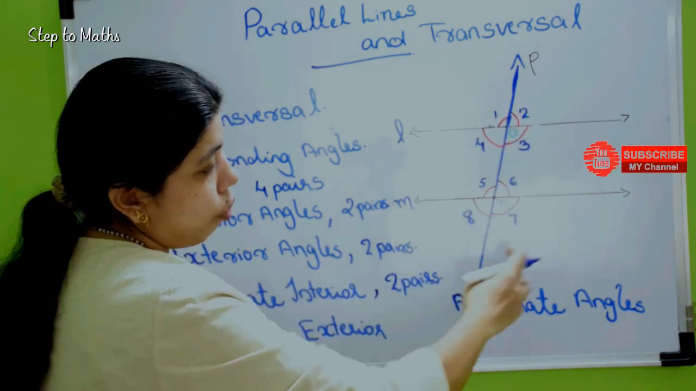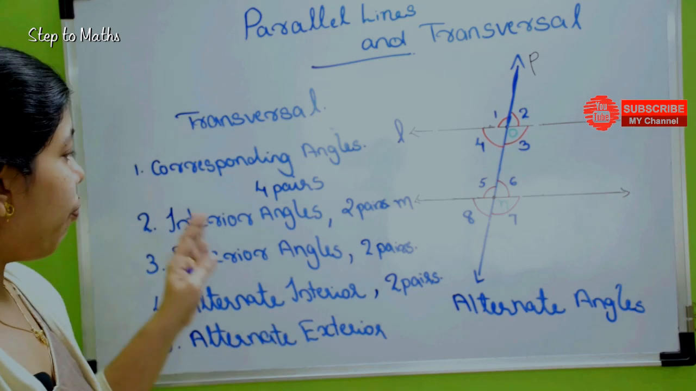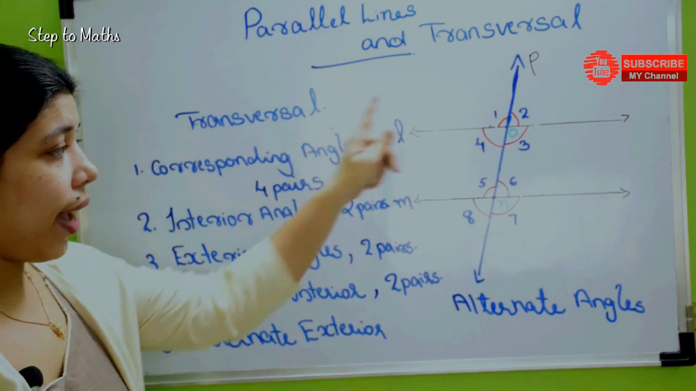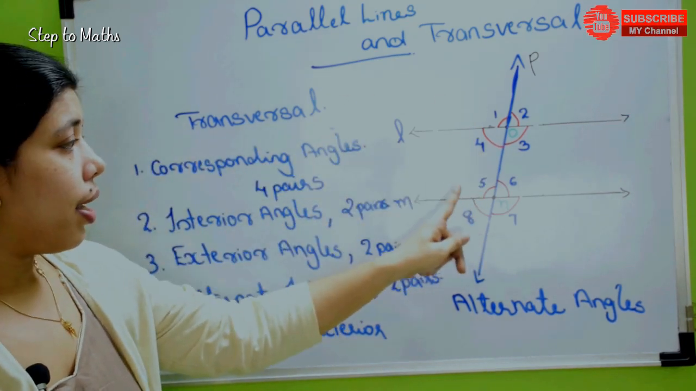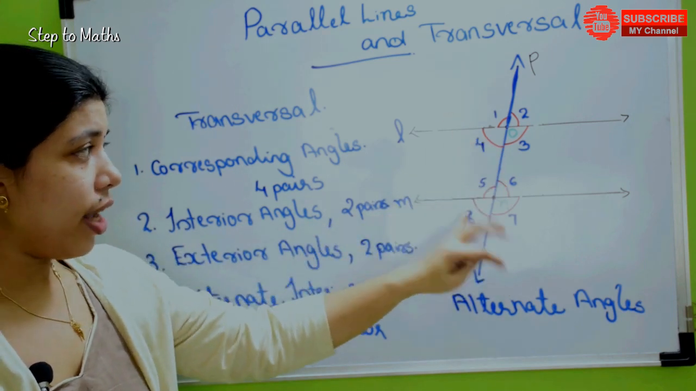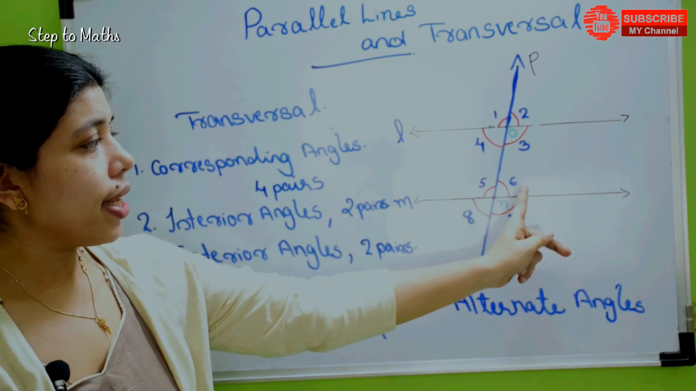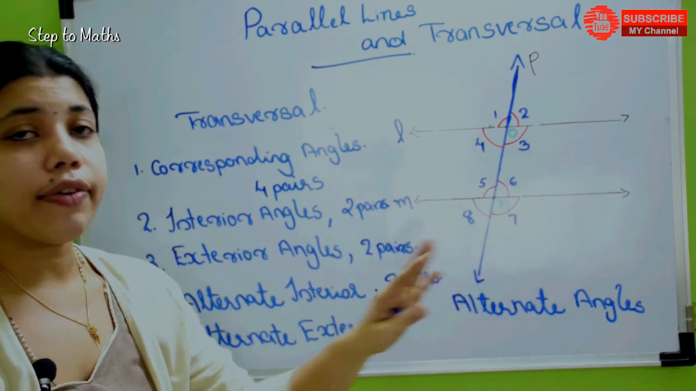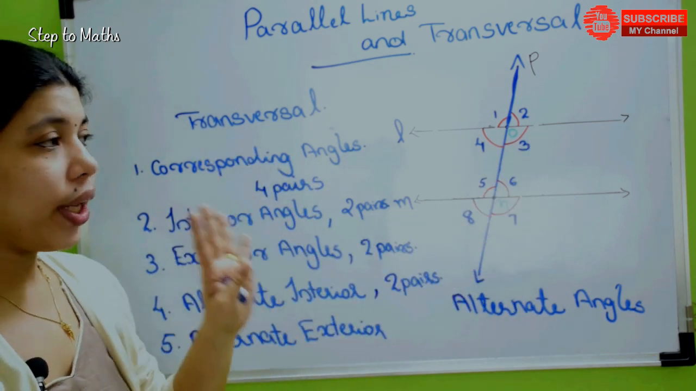8 angles are formed, and the next type of angles are corresponding angles. Angle 1 and angle 5, angle 4 and angle 8, angle 2 and angle 6, and angle 3 and angle 7. 4 pairs of corresponding angles.